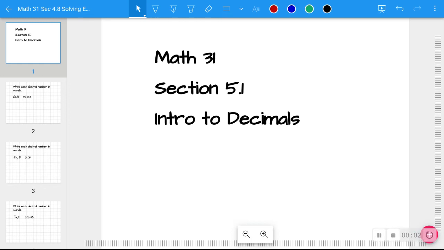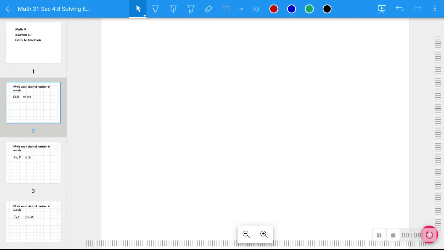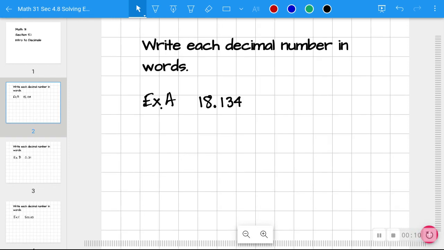Okay, we're in Math 31, section 5.1, and this is our introduction to decimal numbers. We have a few problems here where we have to write it out in words.